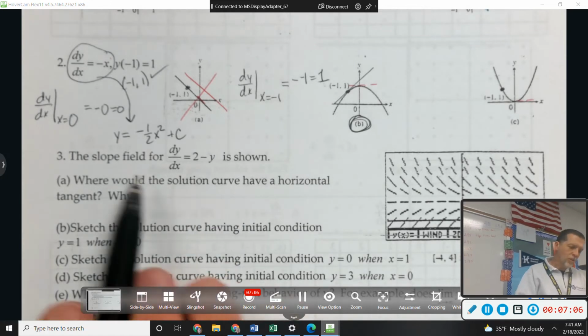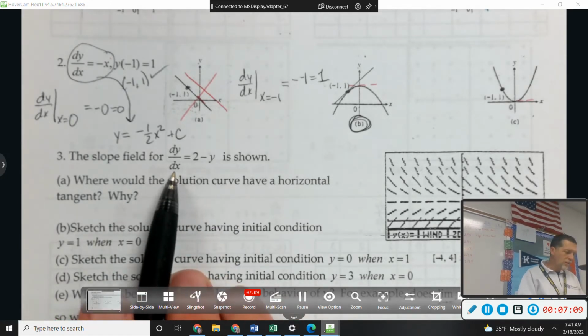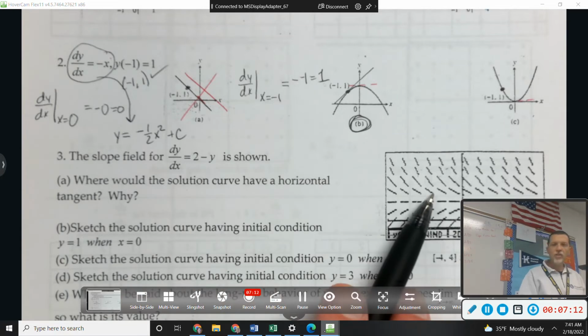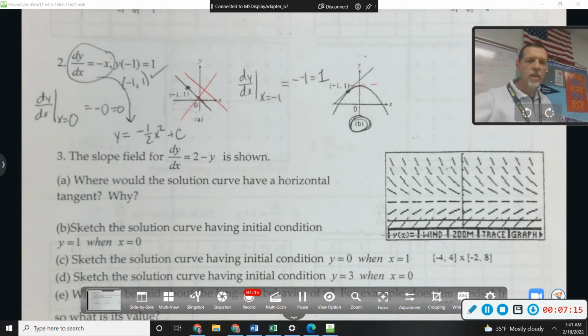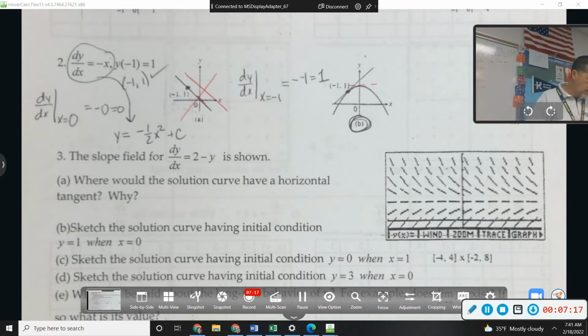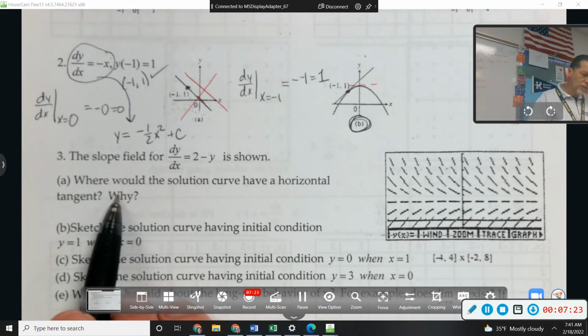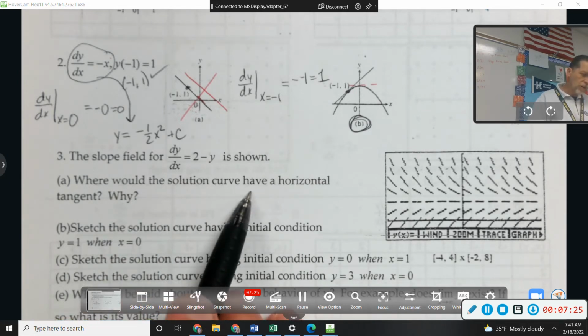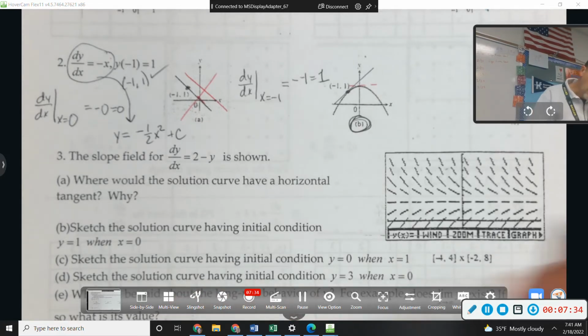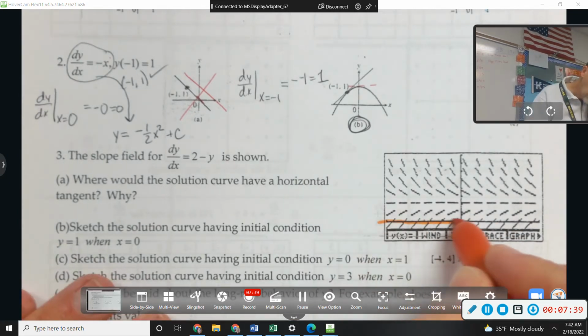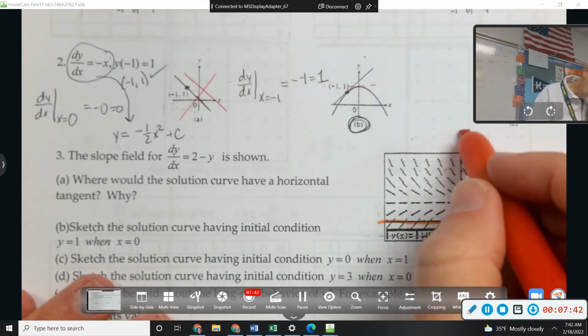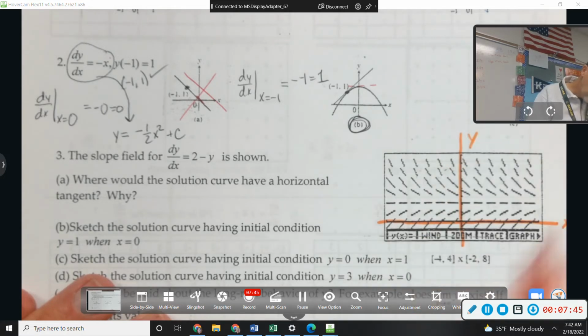All right, well, let's look at a slope field. Number 3, the slope field for dy dx equals 2 minus y is shown. Let's see if we can answer these questions, even though this is our very first slope field problem. Where would the solution curve have a horizontal tangent line? And, well, let's make clear what we're looking at here, because it's hard to see. There's the x-axis, and there's the y-axis.